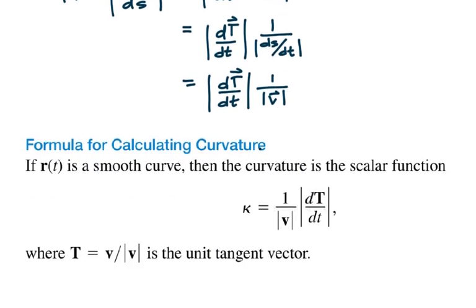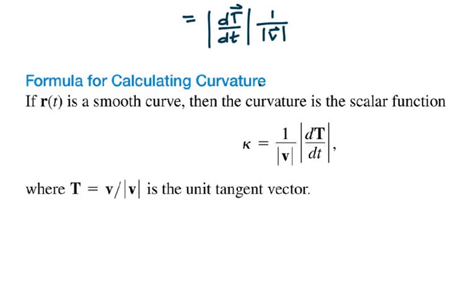So what we've done here is we have the formula for calculating curvature. So as long as we have r of t being smooth, smooth is important for it to be differentiable, but if our position vector is a smooth curve, then the curvature is defined by this scalar function kappa, which is 1 over the magnitude of the velocity times the derivative of the tangent unit vector, where the tangent unit vector is defined as the velocity vector divided by its magnitude.